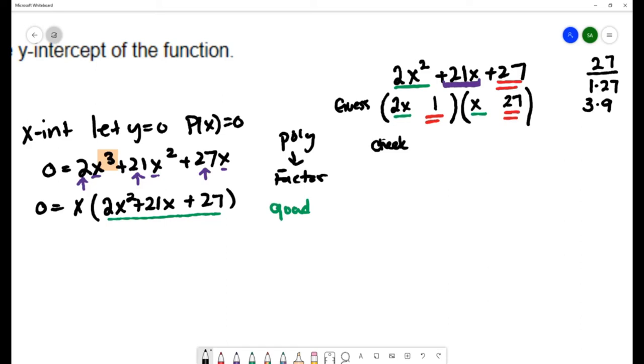I'm going to check that middle number by multiplying these two inside terms and these two outside terms. When I multiply those two together, I get 1 times x, which is x, and 27 times 2x, which will be how much? 27 times 2.